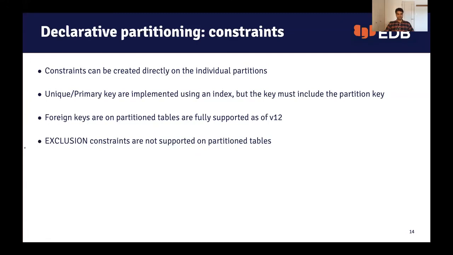Foreign keys are supported on partition tables, but different versions have different levels of support. For example, with version 11, you can create a foreign key on a partition table, but it can only reference a non-partition table. But with version 12, you can even reference partition tables. So with version 12, I think the foreign keys are fully supported on partition tables. You can use them in the same way as you would use them with regular tables. Postgres doesn't support exclusion constraints on partition tables. Exclusion constraints allow you to do interesting things with just indexes, but with partitioning, you can no longer use those constraints.